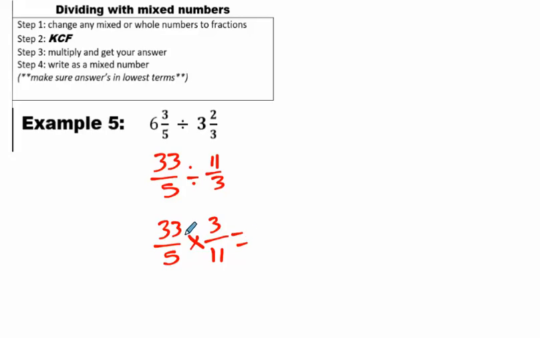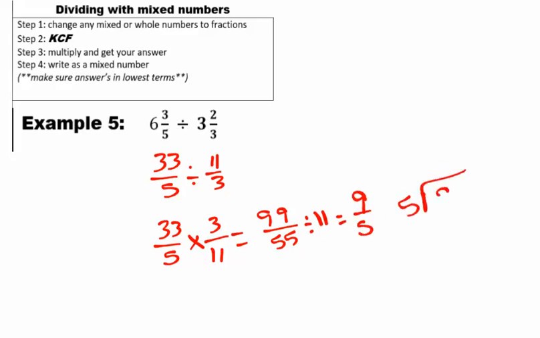Okay. Multiply straight across, that gives me 99/55. Okay, I'm going to divide that by 11 because those are really big numbers, so I can recognize those are both multiples of 11. So that gives me 9/5. That's improper. How many 5s go into 9? That's 1. Bring your remainder on top, keep the same denominator. Okay.